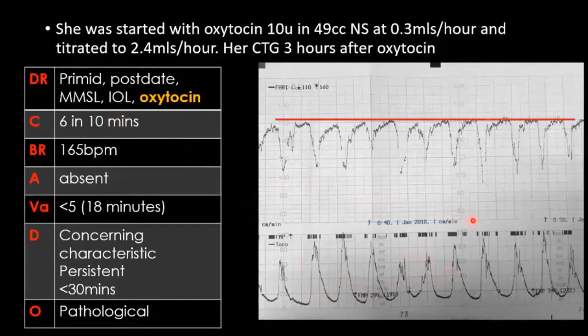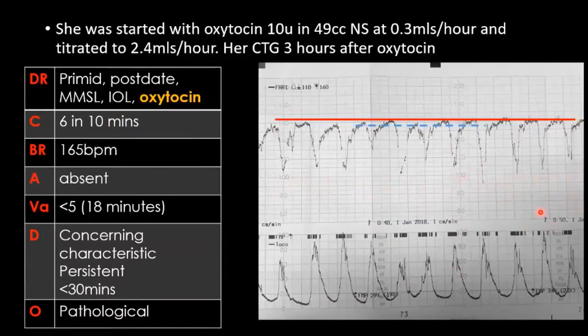Then after that, you look at the baseline. So baseline is roughly here. It's around 165 beats per minute fetal heart rate. You also have to remember the previous fetal heart baseline was around 130, right? So there is a change in the baseline, which you need to take note of. There is absence of acceleration. How is the variability? It is less than 5, but how many minutes of tracing is this? This is around 18 minutes of tracing. You can still argue it is less than 30 minutes.